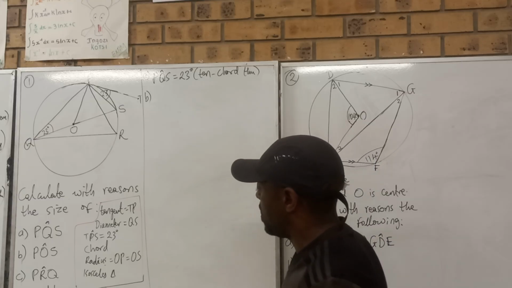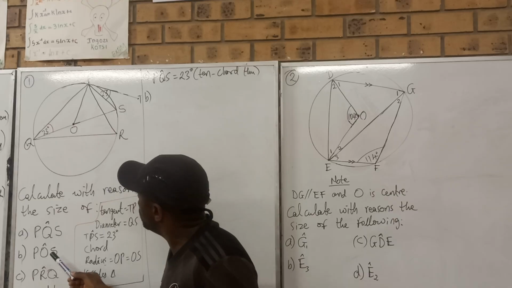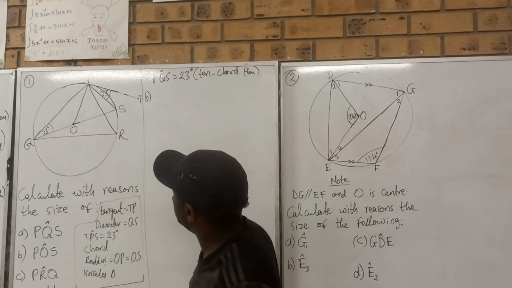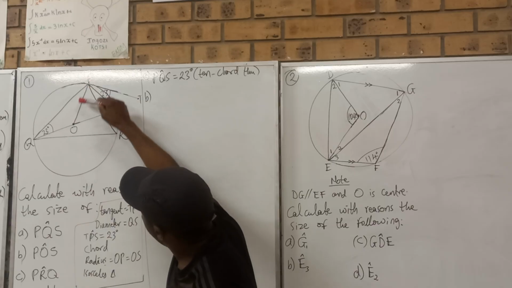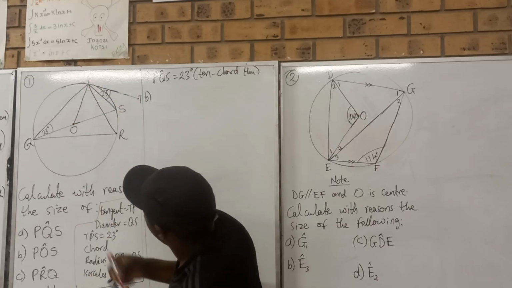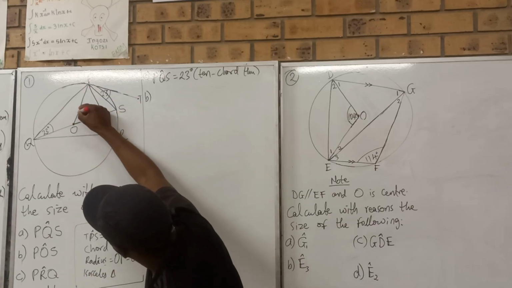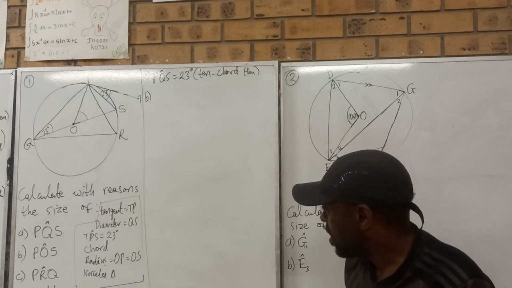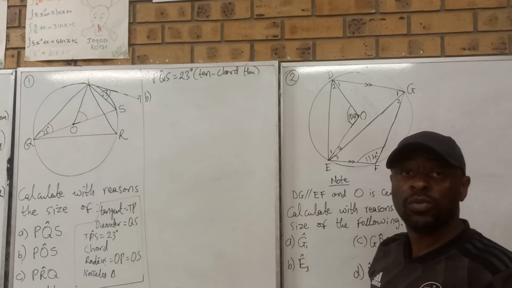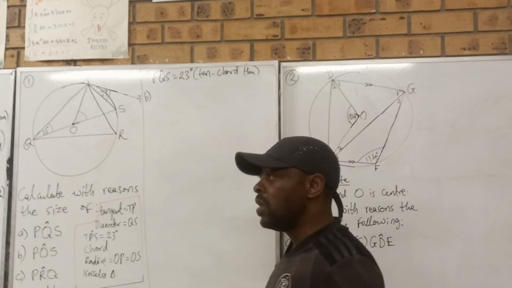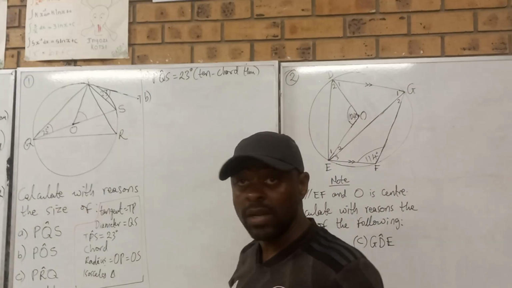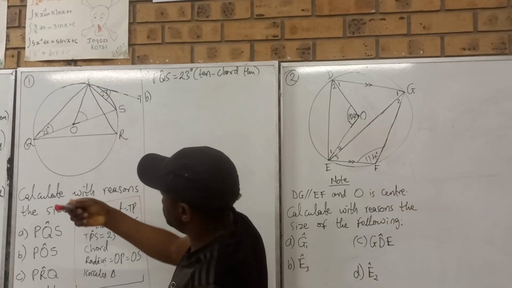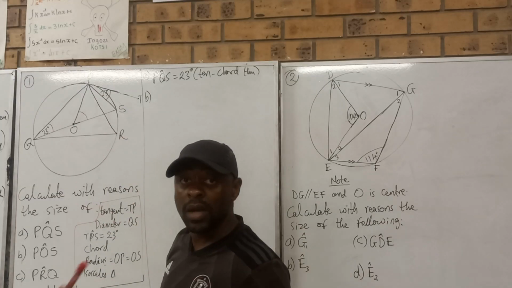So our next target is POS. POS means we are looking at the angle at the center. Targeting an angle at the center should direct us towards a theorem that talks about the center of a circle. And that theorem says an angle subtended at the center is twice the angle at the circumference.